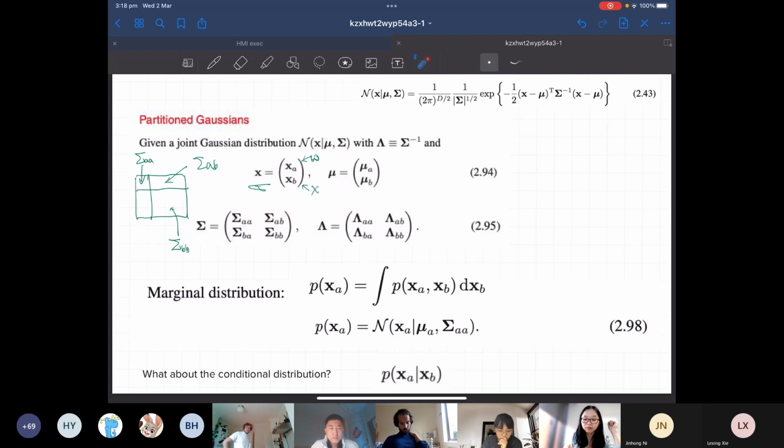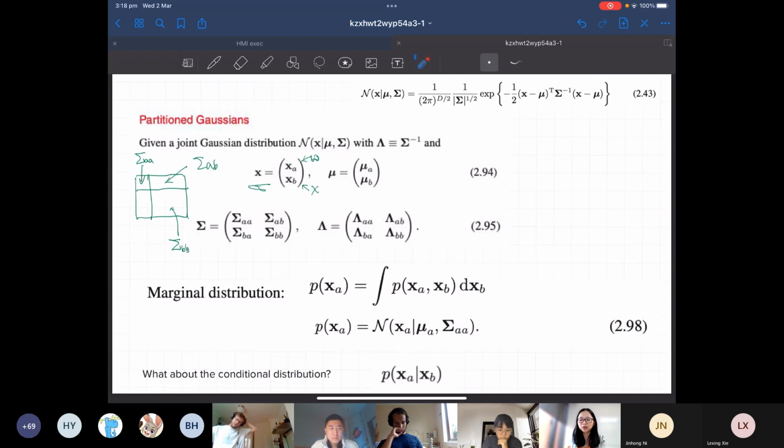If we partition the multivariate Gaussian random variable into two parts, we can partition the covariance matrix into these 4 parts, 2 by 2. We can intuitively visualize them like this.